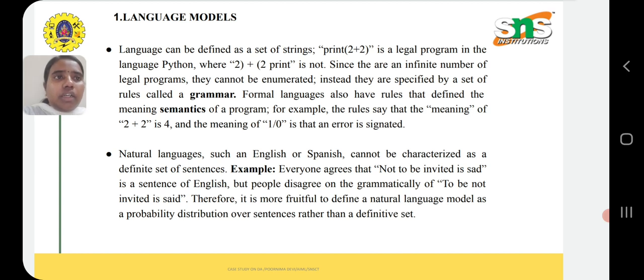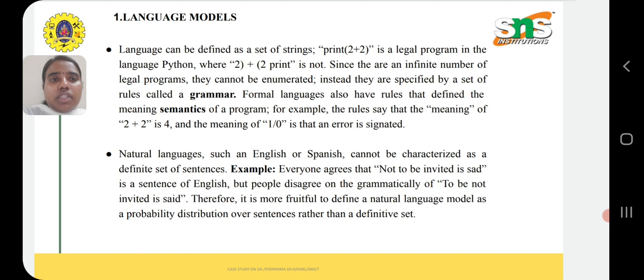Since there are an infinite number of legal programs, they cannot be enumerated. Instead, they are specified by a set of rules called a grammar. Formal languages also have rules that define the meaning, or semantics, of a program. For example, the rules say that the meaning of 2 plus 2 is 4, and the meaning of 1 divided by 0 is that an error is signaled.